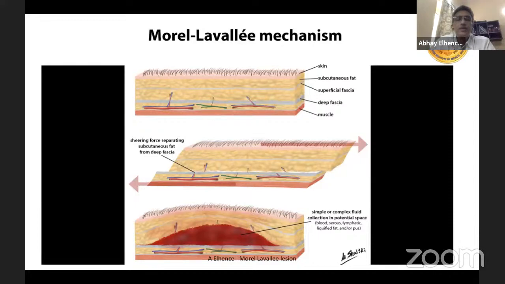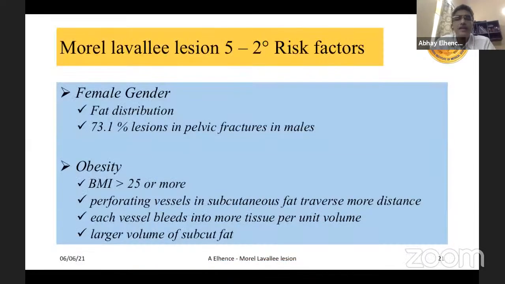And what is important to understand in the light of the previous picture is that secondary risk factors become important in certain situations. For example, the female gender. It has been variously quoted that the fat distribution in women essentially contributes to them having a higher risk. But we all understand that pelvic lesions are seen predominantly in the third and fourth decades in males. So again, there is a dichotomy between what the literature says and what the pathophysiologic mechanisms theoretically suggest regarding these injuries. Obesity is an important component, and patients with BMI more than 30 are definitely predisposed to Morel-Lavallée lesions.